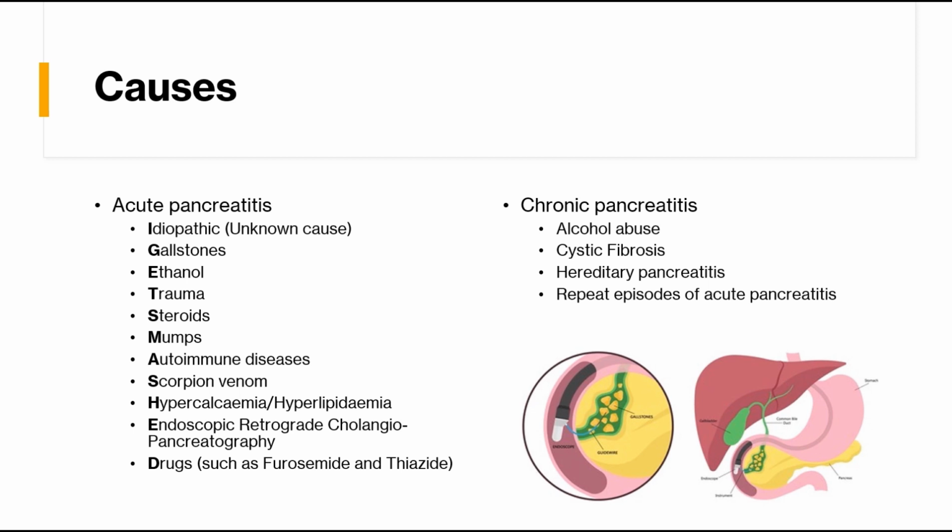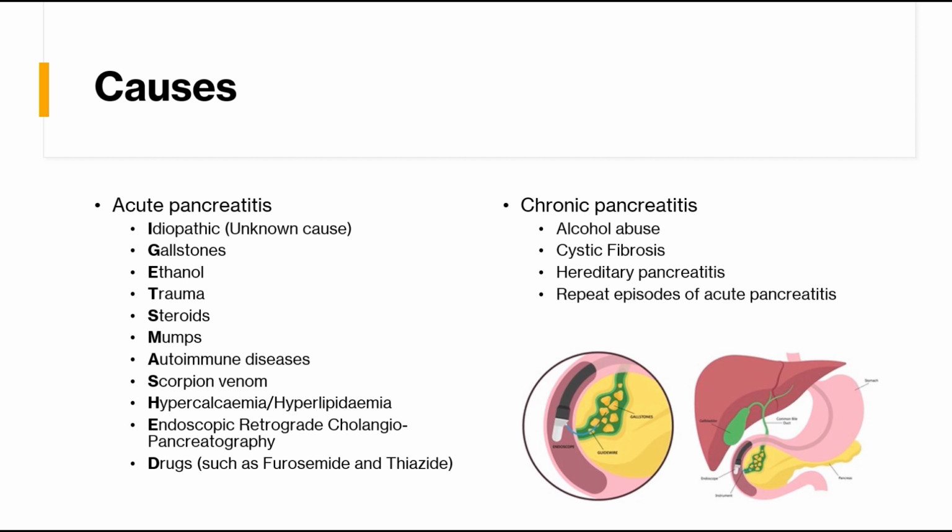A procedure called endoscopic retrograde cholangiopancreatography, or ERCP, combines upper GI endoscopy and X-rays to find and treat problems in the bile and pancreatic ducts. An upper GI endoscopy is when they pass a tube through your mouth to reach the duodenum to visualize the structures in the process. So ERCP combines this and X-rays to visualize and treat problems in the bile and pancreatic ducts. This procedure comes with a risk of causing acute pancreatitis. Certain drugs and medications can also cause acute pancreatitis.